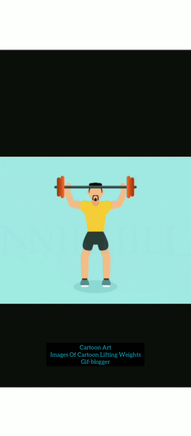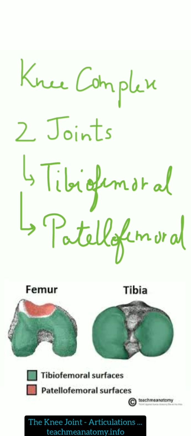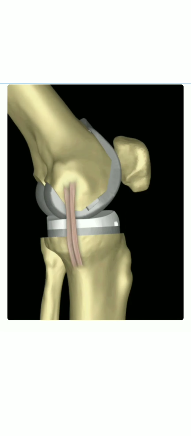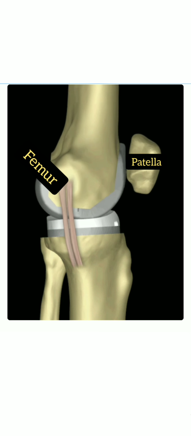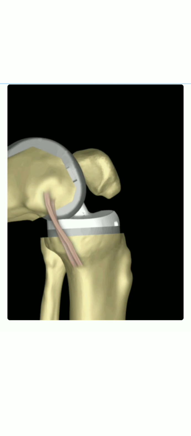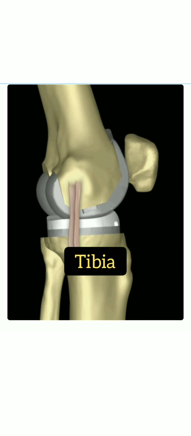We are learning about the biomechanics of knee complex. The knee is involved in mobilizing the body and supporting the body weight along with the hip joint and the ankle joint. The knee complex is formed by two joints, the tibiofemoral and the patellofemoral joint. Here is the femur, the patella forming patellofemoral joint, and the femur and tibia forming tibiofemoral joint.